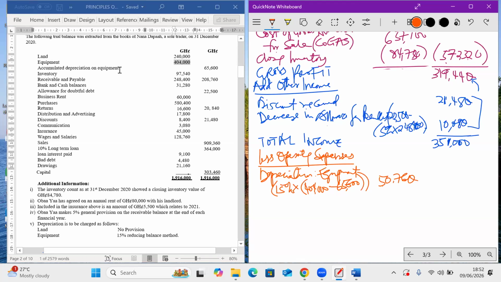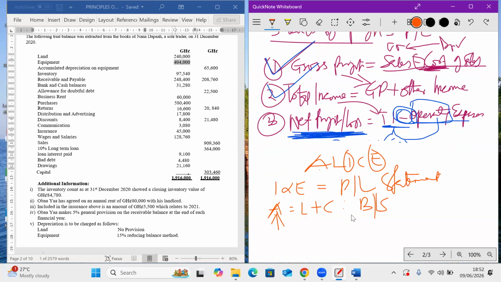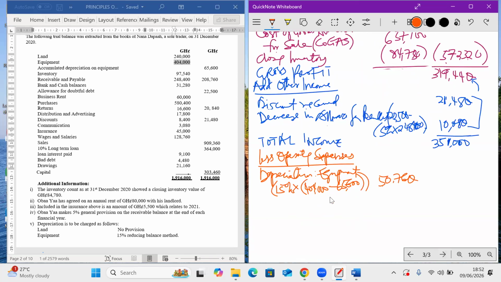Accumulated depreciation is a liability, so the ALC, the liability here, will go to the balance sheet. But the accumulated depreciation helped us to compute the depreciation for this year. Accumulated depreciation means the depreciation which has been piled up from the previous years.